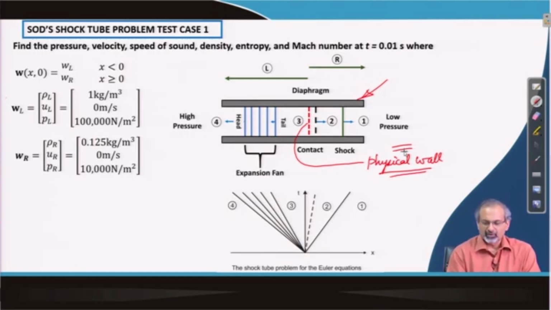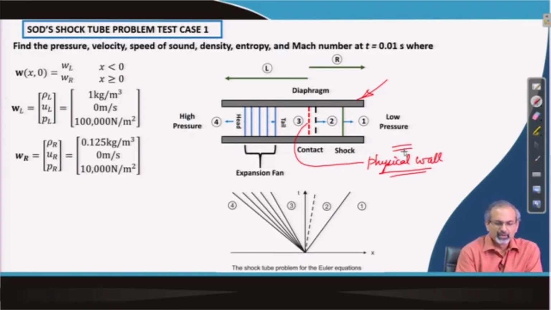Now, what we need to understand is that when the wall exists, across the wall we usually have two gases, or it could be the same gas but at different pressure, or even different density, or even different temperature. Once we break the wall, we find how these two gases interact with each other.